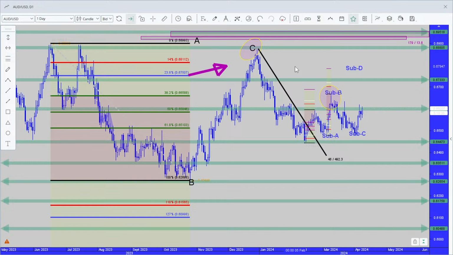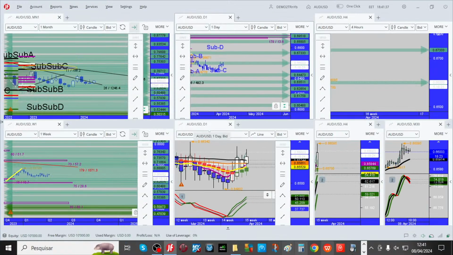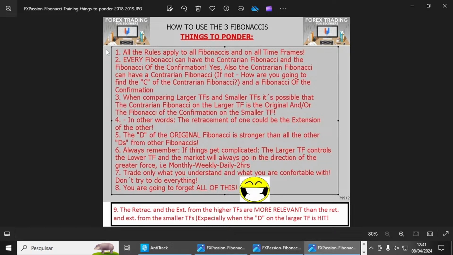Yeah, there is no right or wrong. Try to guess it. See, this is what we are learning, everybody. Give me a second. This is what you must remember. All the rules apply to all Fibonacci's and all time frames. So, what is the A?